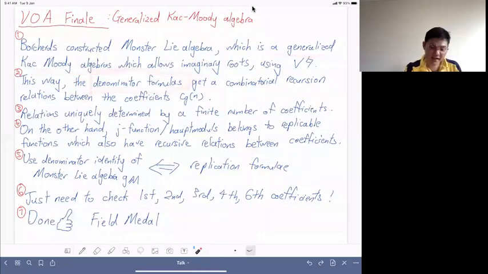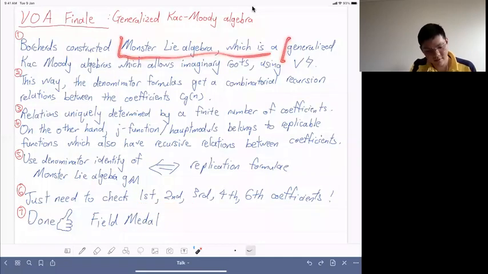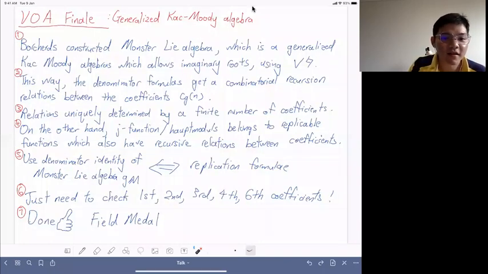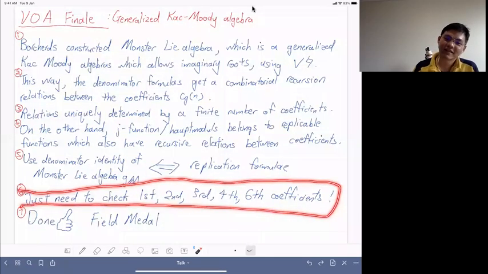And also he did not get a few medals by just proving this monstrous moonshine conjecture. Actually, he created a few things, which is the generalized Kac-Moody algebra, and also he axiomatized VOA. So there are two big things he did before boiling down to just checking these five coefficients here.